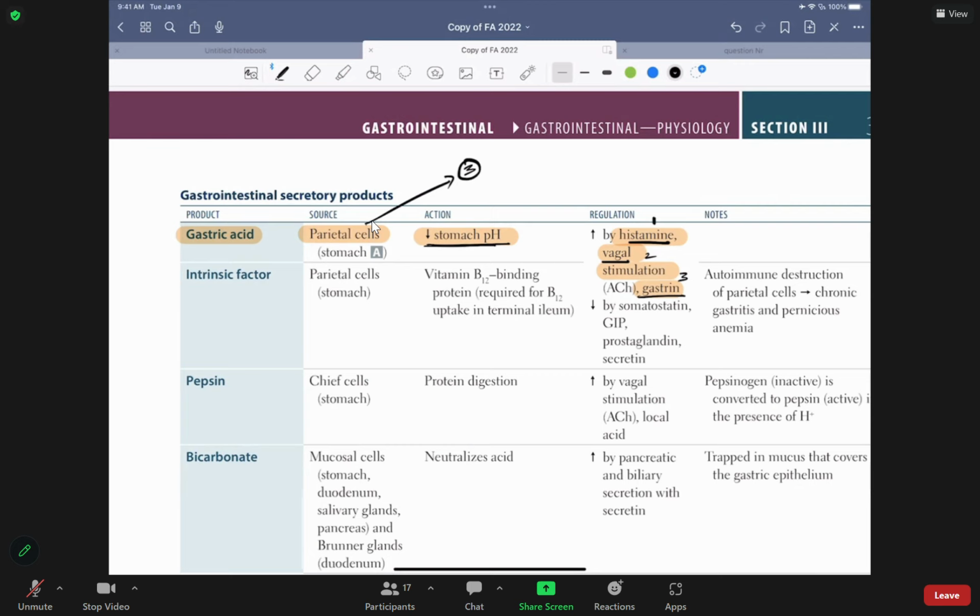3 things can stimulate. Now, every time you stimulate a parietal cell, you don't just secrete H+, you also secrete a substance called intrinsic factor. That also comes from the parietal cell. You need intrinsic factor to reabsorb vitamin B12 at the terminal ileum, okay?